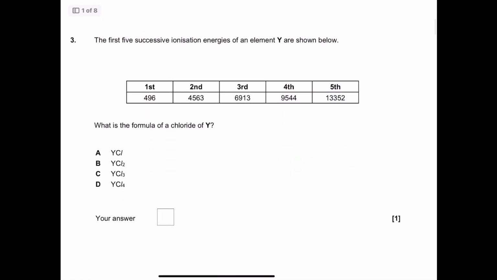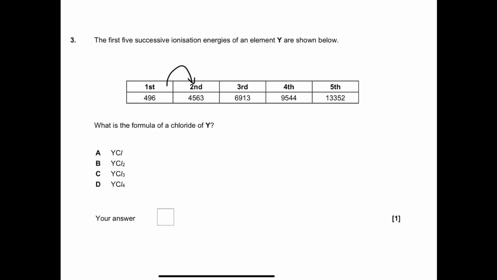The first 5 successive ionization energies of element Y are shown below. What is the formula of chloride Y? So this is a very, very common question. I guarantee this will come up whether it be on an AS paper or an A-level paper. All you're looking for is the big jump in ionization energy. So immediately here, I'm thinking from first to second, this is a big jump, but the rest sort of follow an increase of around 2,000, whereas 1 to 2 is about 4,000, just over, in fact.